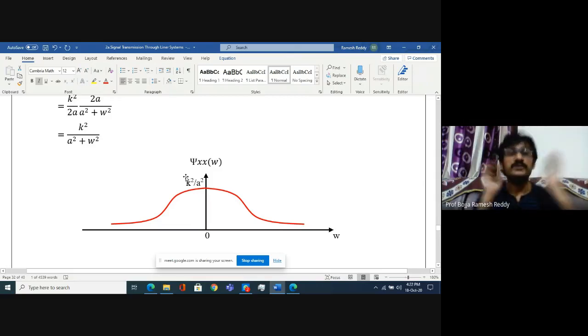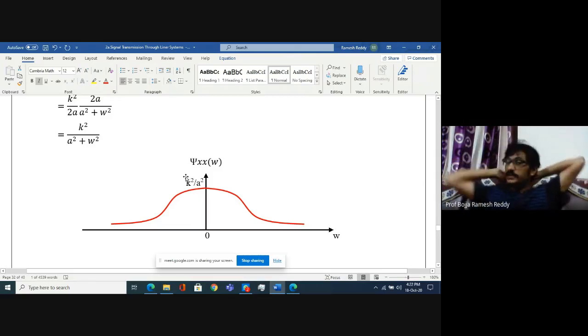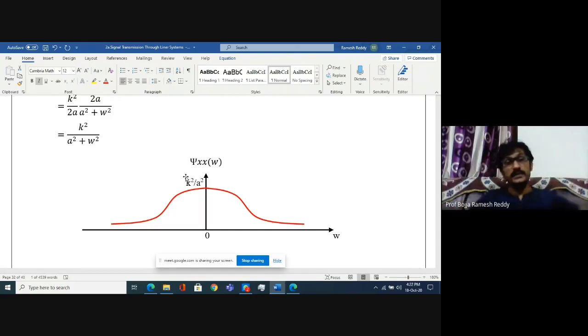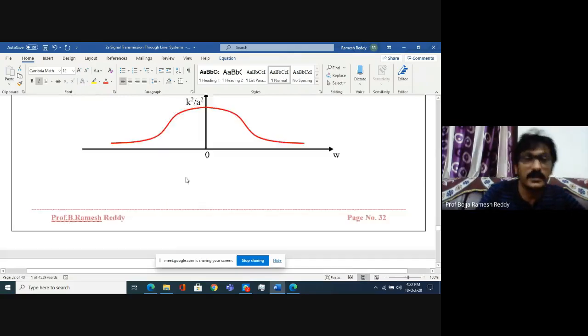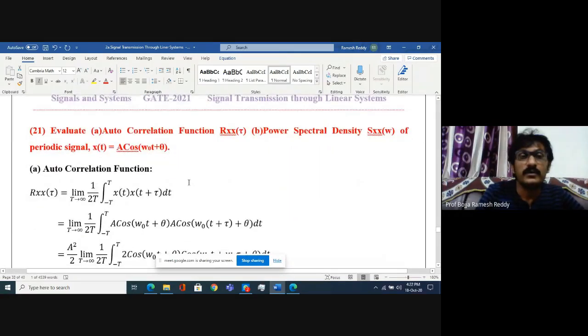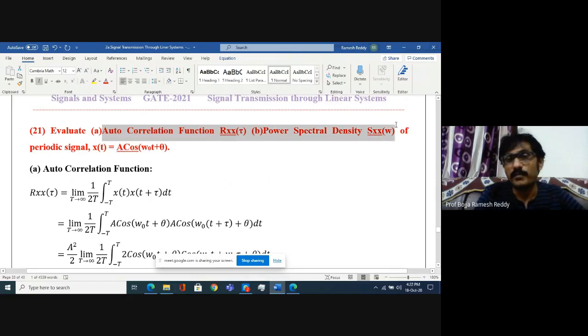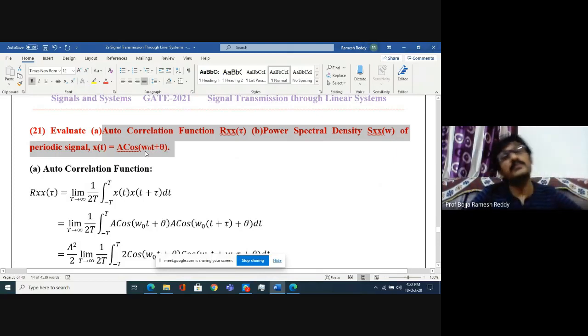Okay, that is the procedure to calculate energy spectral density. Energy spectral density and autocorrelation function form Fourier transformable pairs when x of t is an energy signal. Similarly, another problem. Evaluate again the autocorrelation function and power spectral density, not energy, because here x of t is a power signal. Sinusoidal signals are power signals. Exponential signals are energy signals in general.